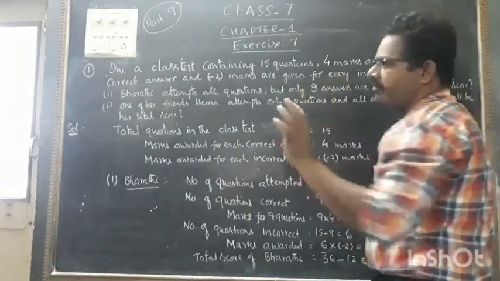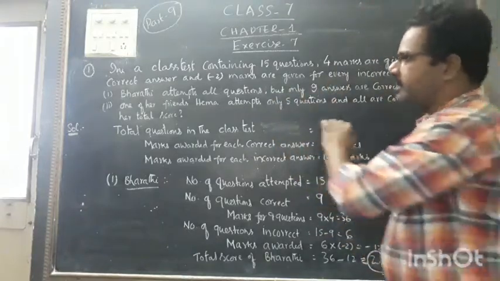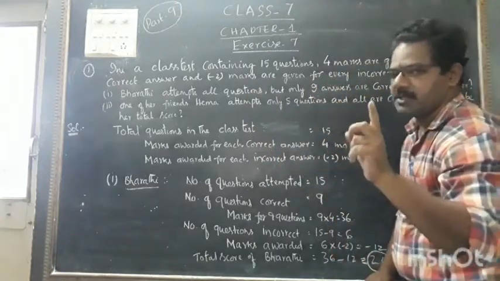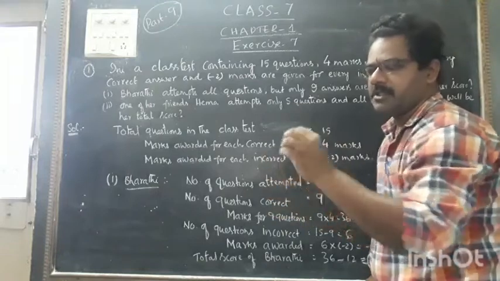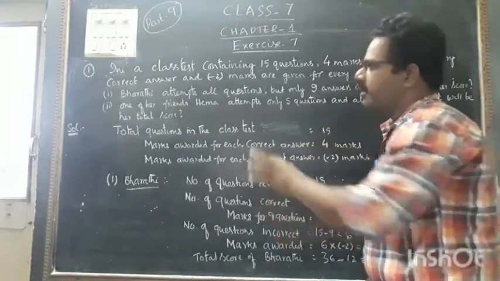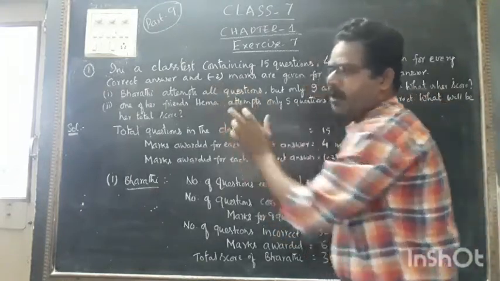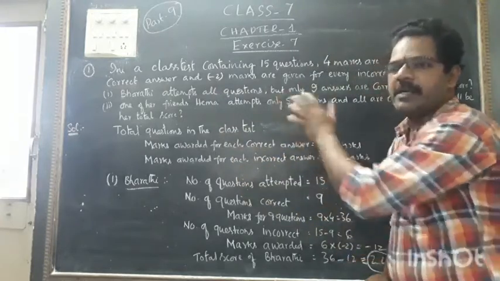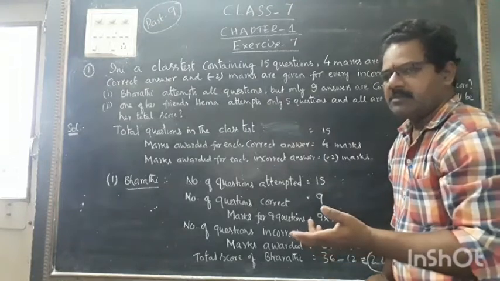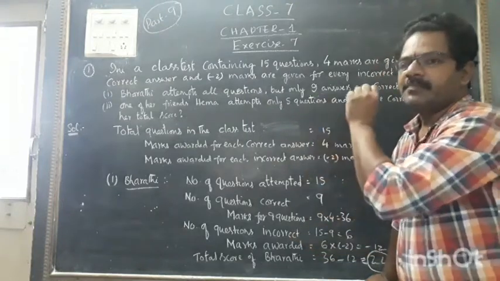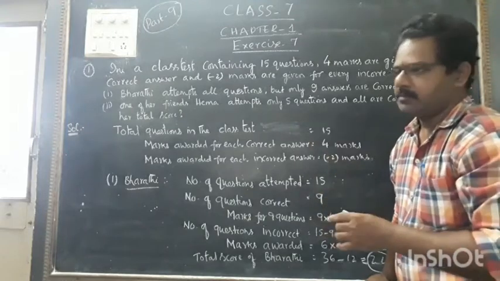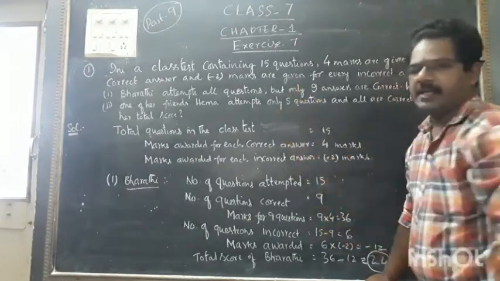You can get 60 marks if you attempt all and get all correct answers. Otherwise, if you have made any mistakes, that means incorrect answers, for every incorrect answer, suppose one question is incorrect, for each question you got wrong I am going to deduct 2 marks, minus 2 marks. That means I will award minus 2 marks to you. What is the meaning? It means 2 marks are deducted from your total score. Okay. So that is the data they have given.